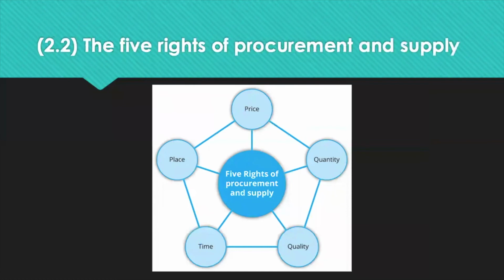This leads me nicely onto the 5 rights of purchasing and supply, or procurement and supply. This is a job that procurement have to satisfy. So the goods and services we're buying need to be in the right quantity, at the right quality, at the right time, to and from the right place, at the right price. So let's take a deeper look at those 5 rights.